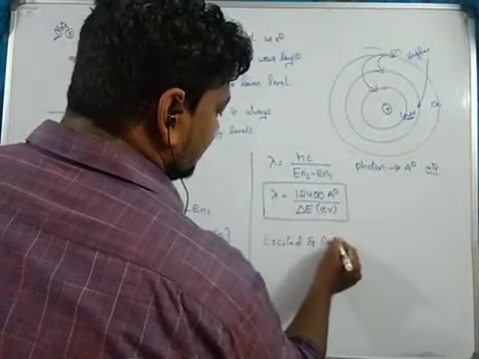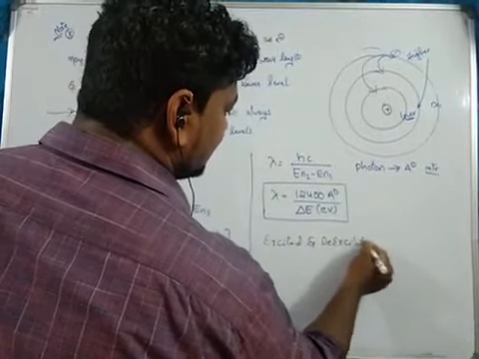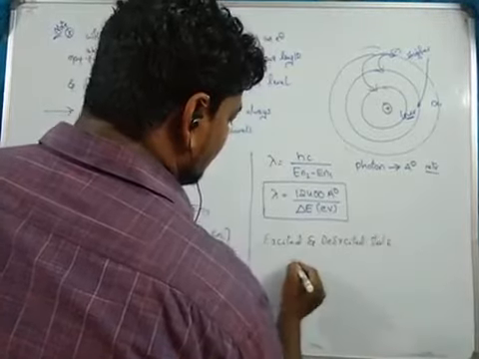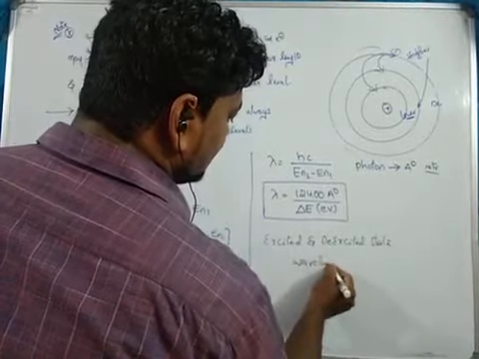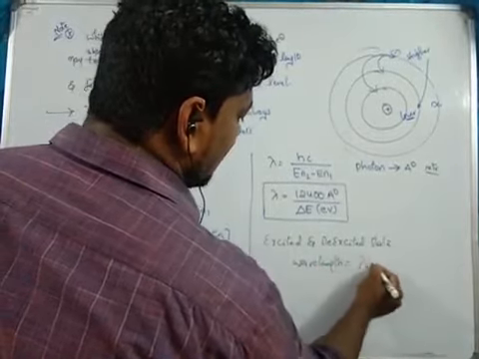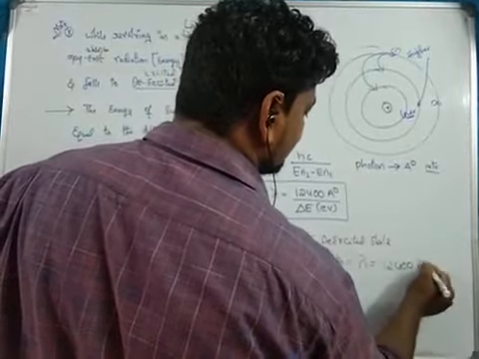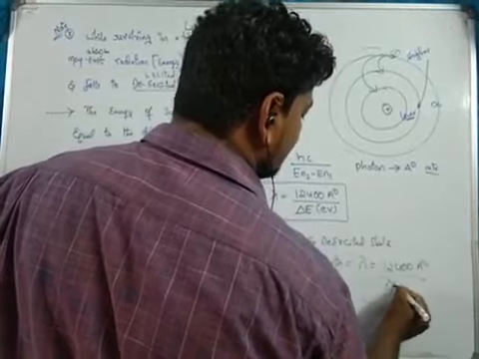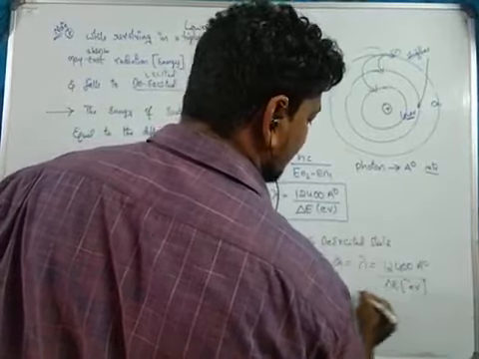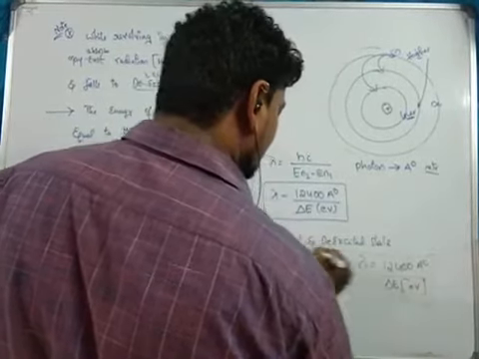and de-excited state. Wavelength lambda is equal to 12400 Angstroms divided by the change in energy in terms of electron volts. This will be the formula.